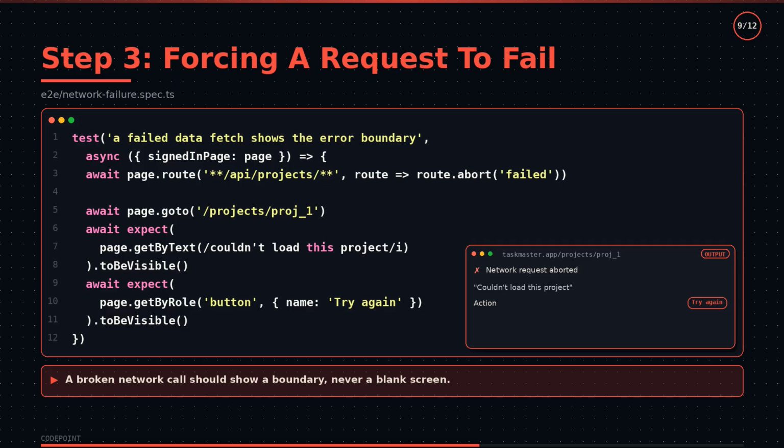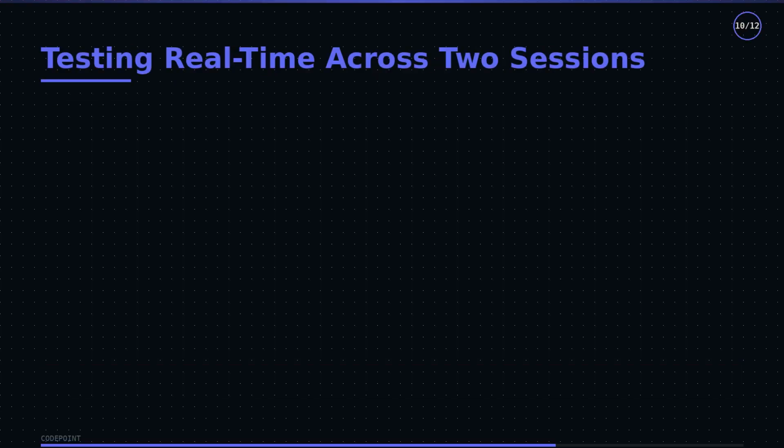Page.route is intercepting and aborting the request. It's Playwright deliberately breaking the network on command. Something impossible to reliably trigger by hand, and exactly the condition video 12's error boundary exists for. If this test ever shows a blank white screen instead of the fallback, the boundary isn't actually catching what it's supposed to. Testing real-time across 2 sessions.